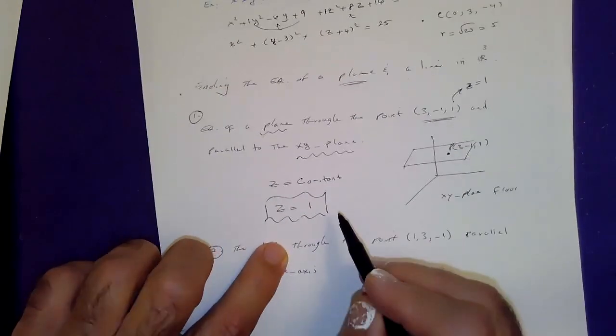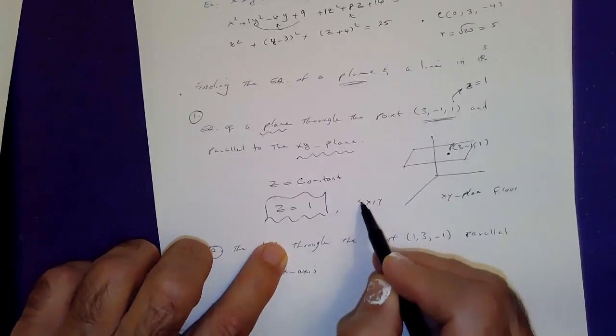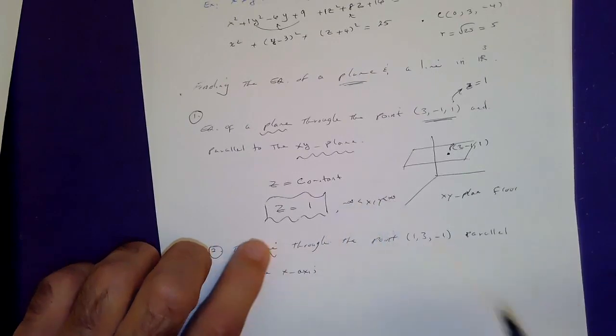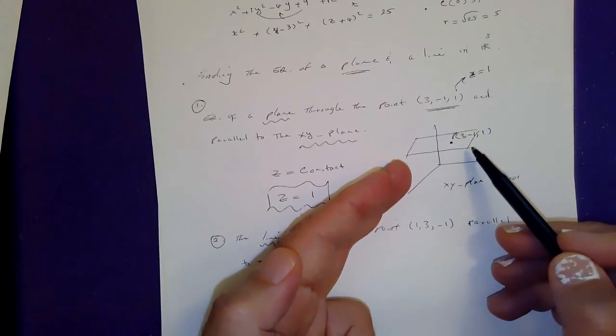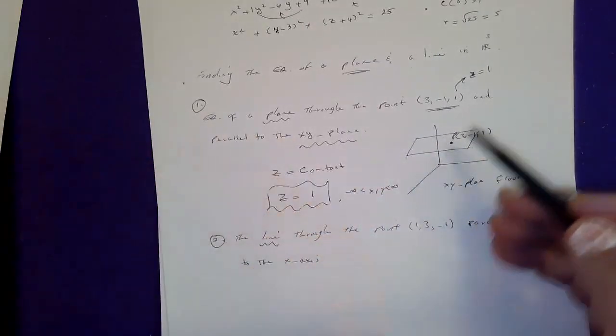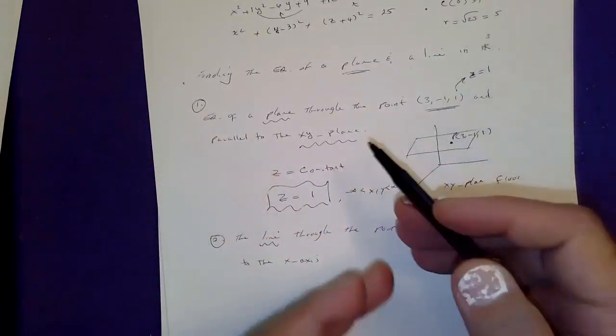So the equation of this plane is x equals 1, but keep in mind, x and y happen to be going from negative infinity to infinity. So this is just a portion of the plane. The plane extends back and front and sideways.